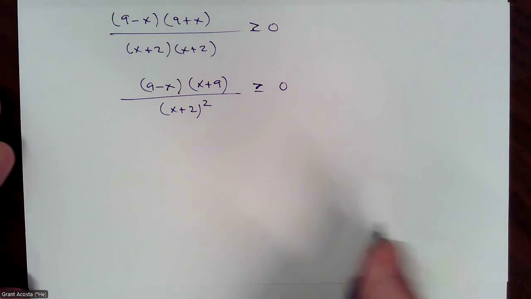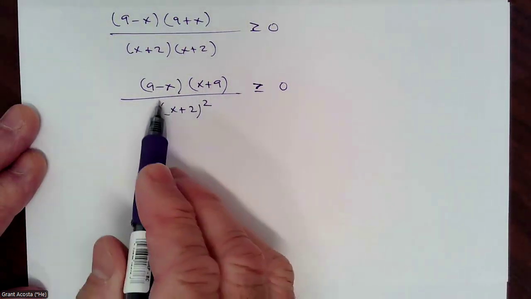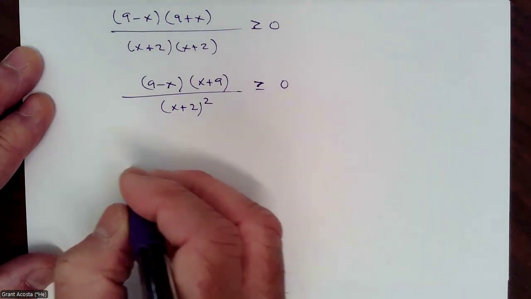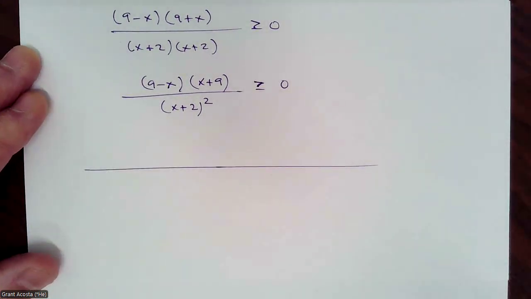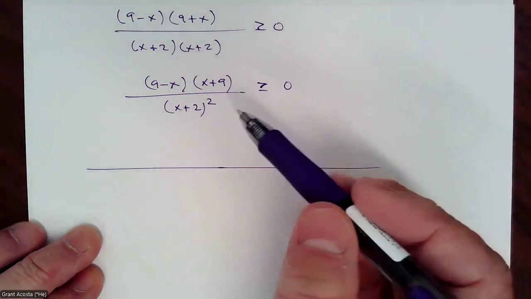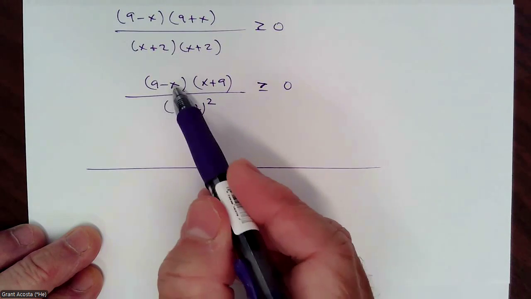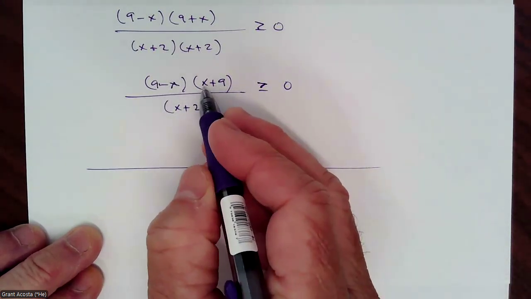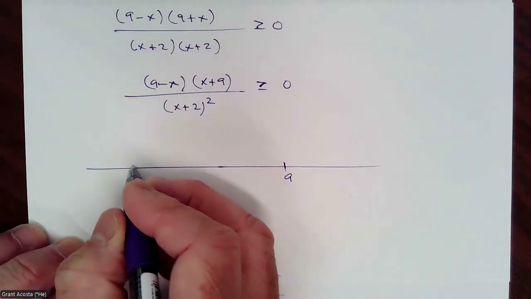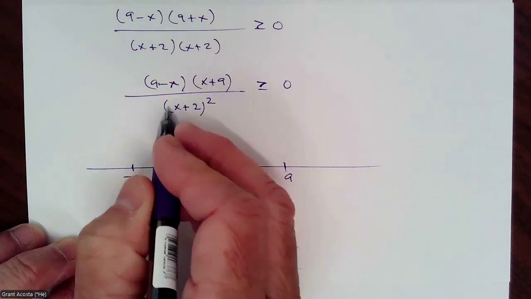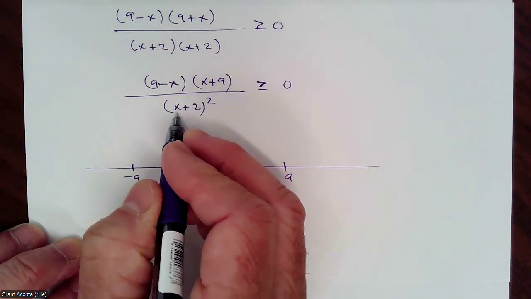So we've got a bunch of factors now. This time there's some in the denominator, but it's all factored. And so the same thing, we're going to use a sign chart here to figure out our answer. And our key numbers: what makes 9 minus x 0 is 9. What makes x plus 9 equal to 0 is negative 9. And what makes (x plus 2) squared equal to 0 would just be what makes x plus 2 zero, which would be negative 2.